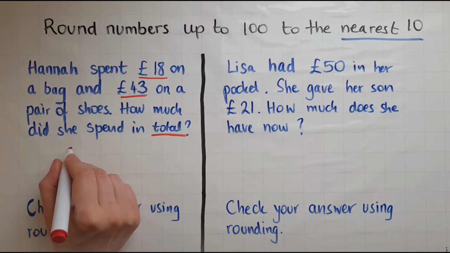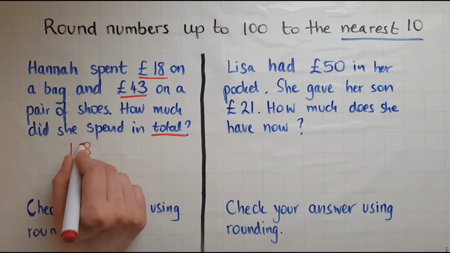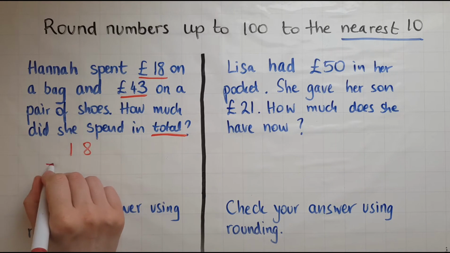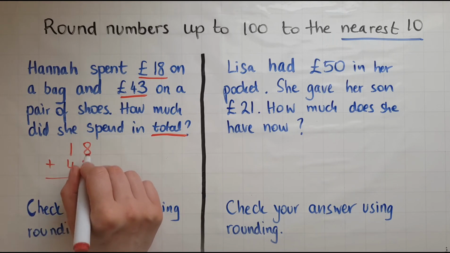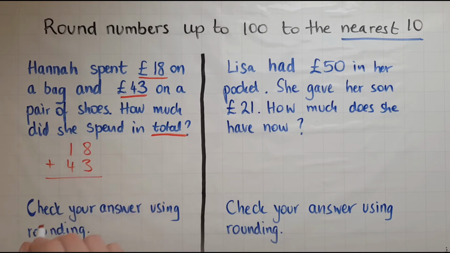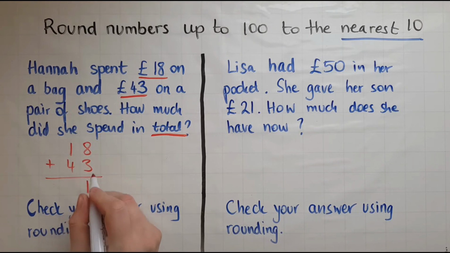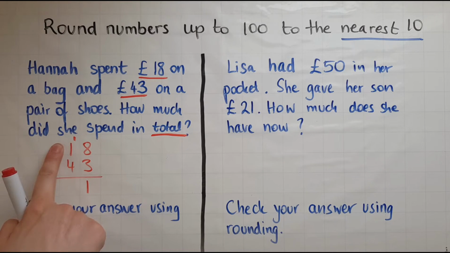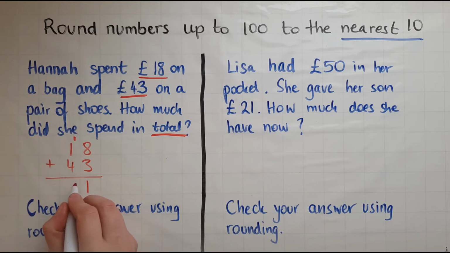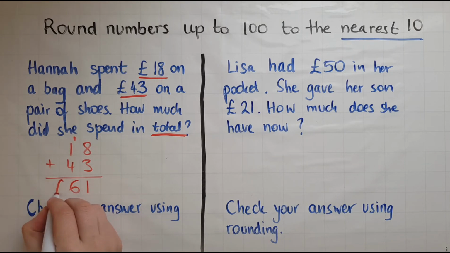So we've got 18 add 43. Adding the units first, 8 and 3 makes 11. So I'll put 1 down and the 1 carried over. Now we've got 4 and 1 in the tens, which makes 5, and another 1 that makes 6. So she spent £61 in total.